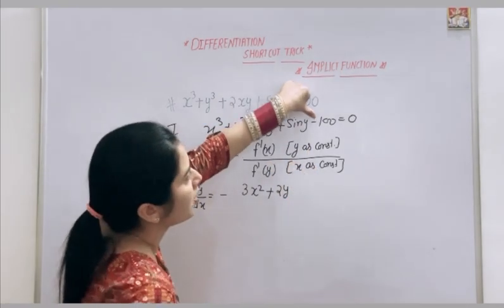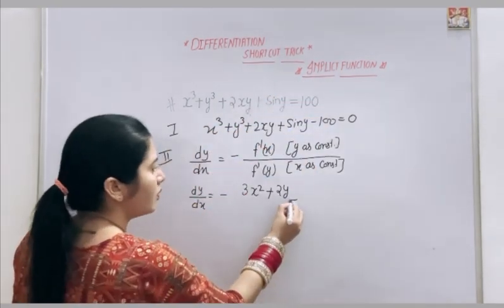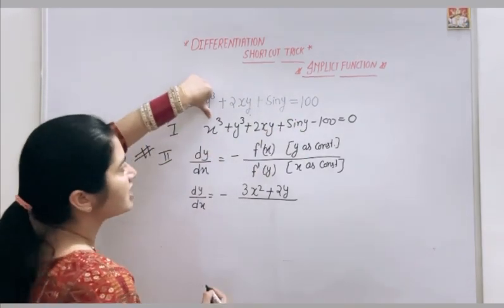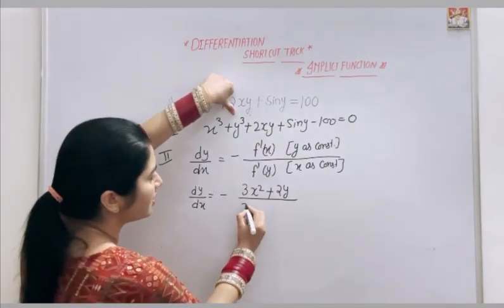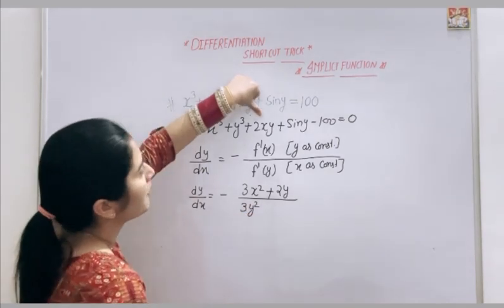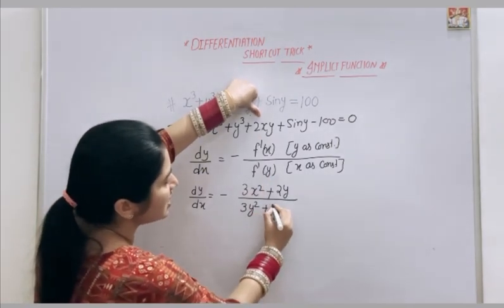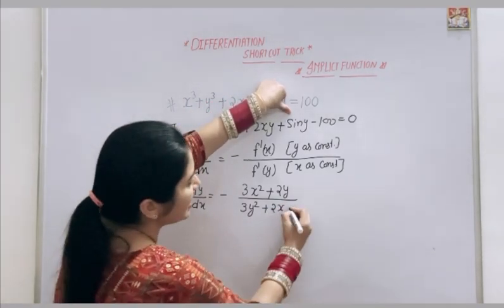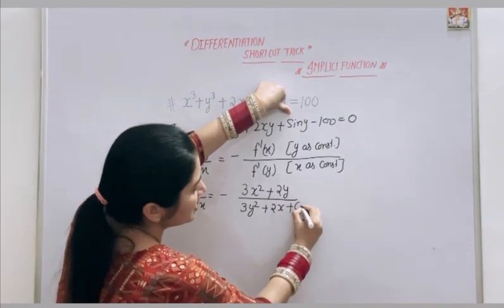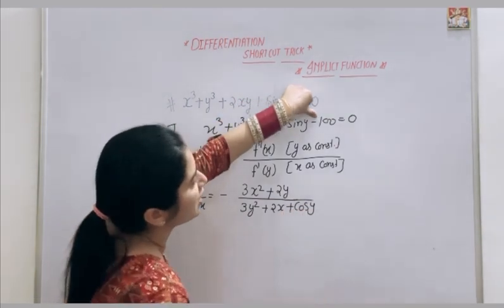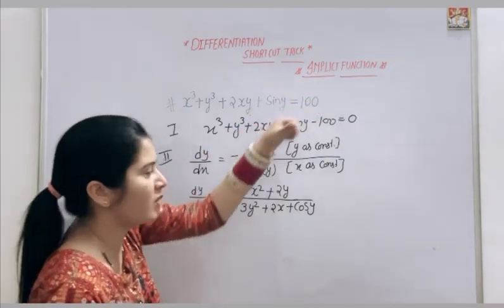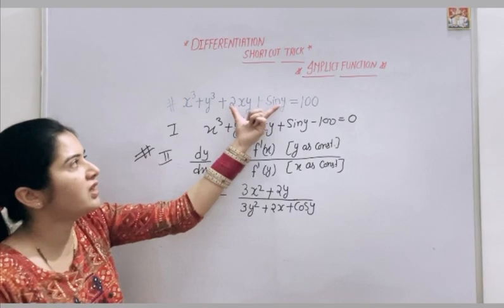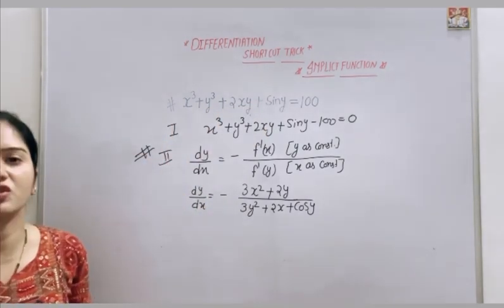Sin y is 0, minus 100 is 0, upon, now with respect to y, taking x as constant, this will be 0. y cube will be 3y square, plus 2x will be constant this time and the derivative of y will be 1, sin y will be plus cos y, and this will again be 0. That's it. In two steps, you have just found the derivative of this implicit function.